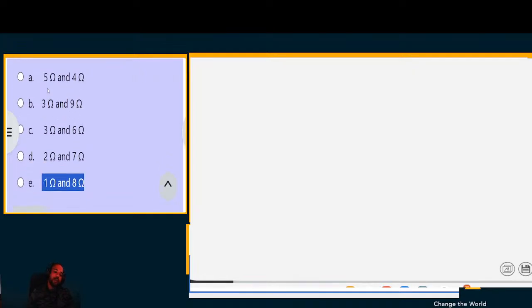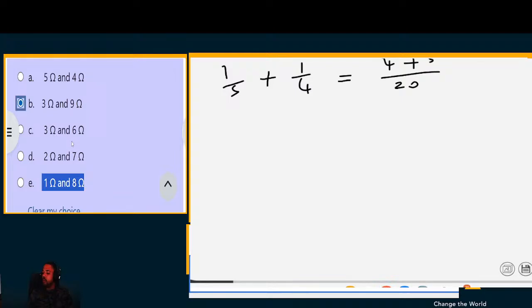Okay, so we've already eliminated B. Now we're left with A, C, D, and E. So let's check all of them in parallel. 1 over 5 plus 1 over 4 should give you 1 over 12. The common factor there is 20, and it will be 4 plus 5. That's not it. So A is also now out.